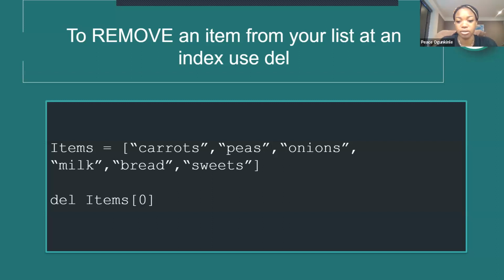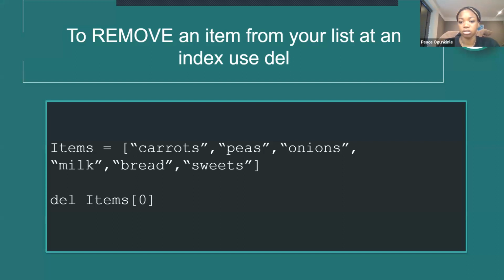So delete items 0. That means delete the first item. And we already said the first item is carrots. So it will remove carrots from the list, and what you'll have left is peas, onions, milk, bread, sweets.